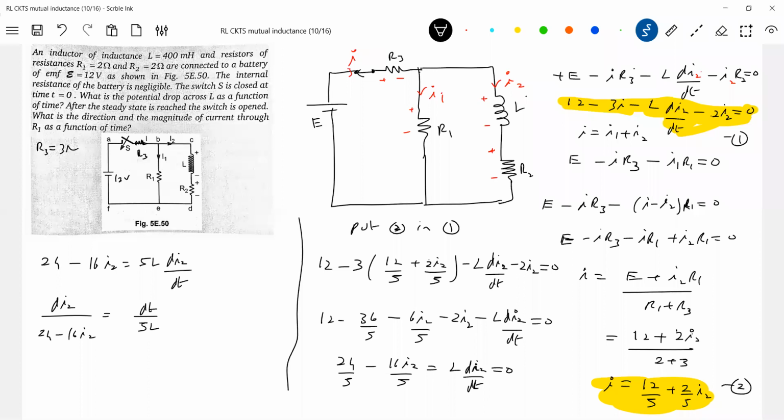The L value will be substituted later, because 400 milli becomes 0.4. Am I right? 0.4 into 5 will be 2. So now we'll integrate, 0 to t and 0 to I2: 1 by 16, log of minus 1 by 16 log of 24 minus 16 I2, 0 to I2, by t by 2.